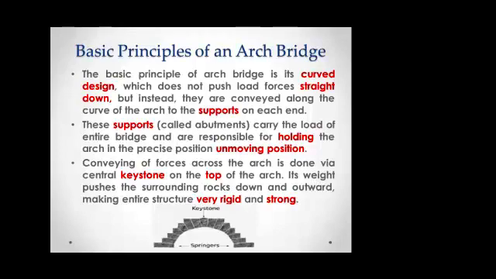The supports are called abutments. They carry the loads of the entire bridge and are responsible for holding the arch in a precise, unmoving position. The conveying of force across the arch is done via the central role of the keystone. You can see the keystone in the picture I have given. Through this, the forces are conveyed and then sent to each end of the support. On top of the arch, the weight pushes the surrounding rocks down and outward, making the entire structure very rigid and strong. So this is the basic principle of the arch bridge.